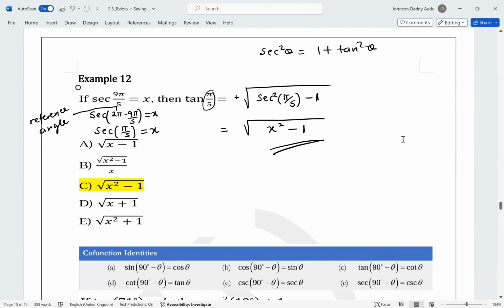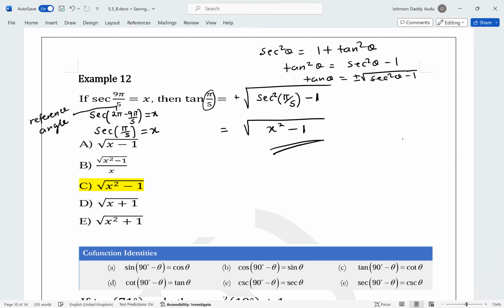So from here you can see that tan squared theta is sec squared theta minus 1. So this means that tan theta is going to be the root of sec squared theta minus 1, plus or minus.